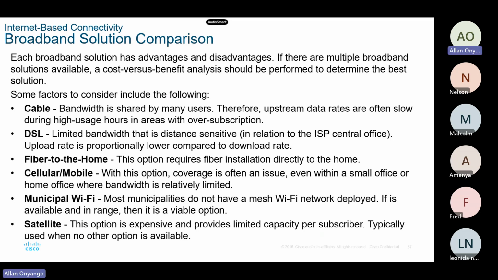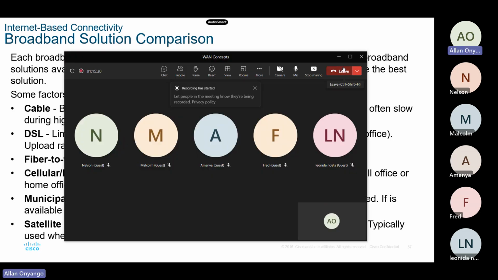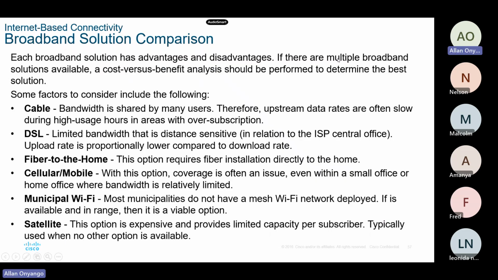When you choose the cellular connectivity option, coverage is normally always an issue, because for this option you must always be closer to the cell towers. Otherwise, you'll experience problems with connectivity. And sometimes bandwidth could be a little bit limited for the cellular options.